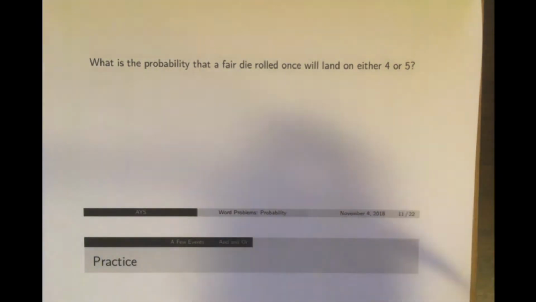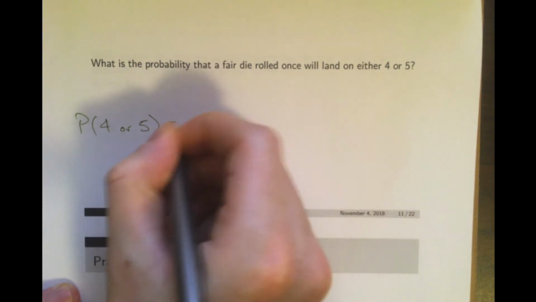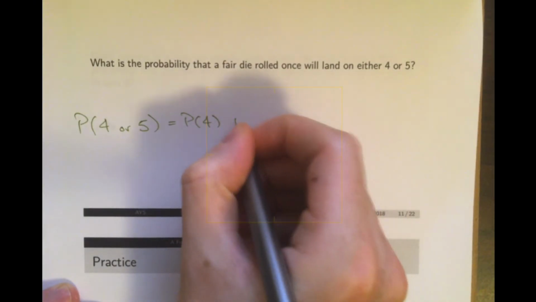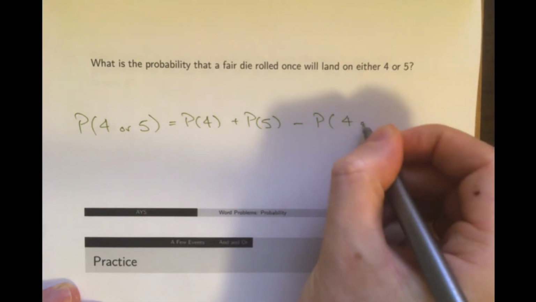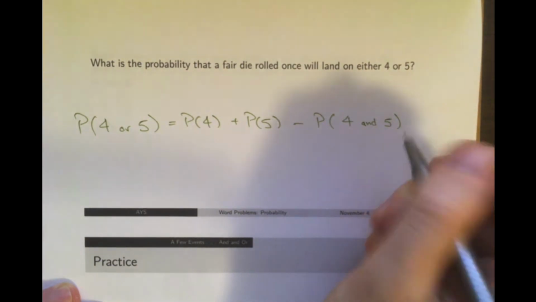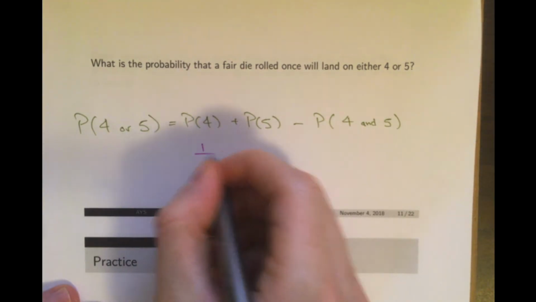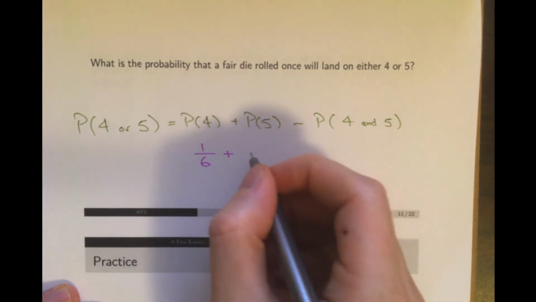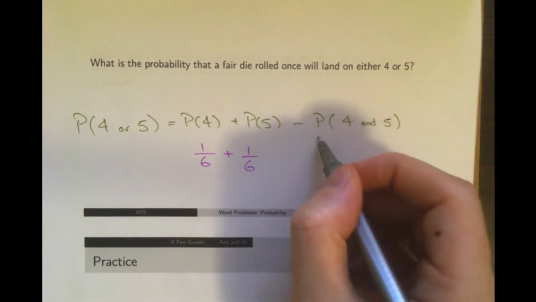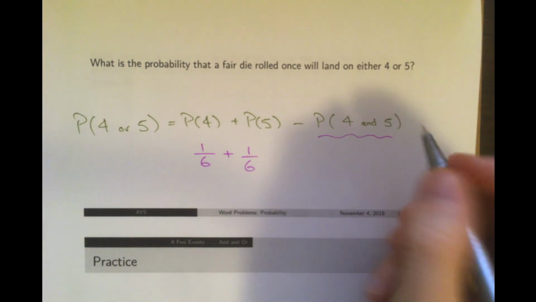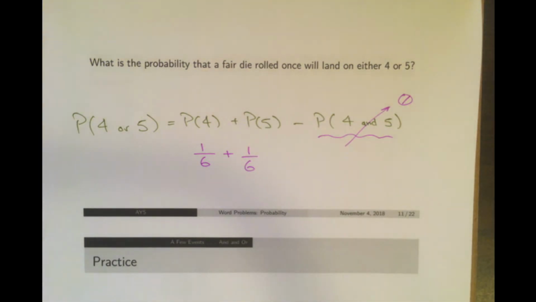Okay, well this one's not too bad. So probability of 4 or 5 is equal to the probability of 4 plus the probability of 5 minus the probability of 4 and 5. The probability that a dice lands on 4 is 1 over 6. The probability that a dice lands on 5 is 1 over 6. What is the probability that a dice lands at the same time on 4 and 5? Well, that's 0. These things cannot happen at the same time.